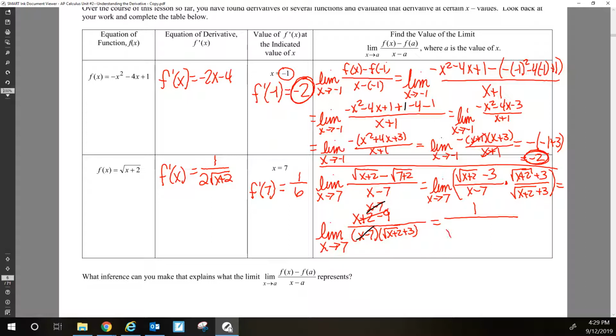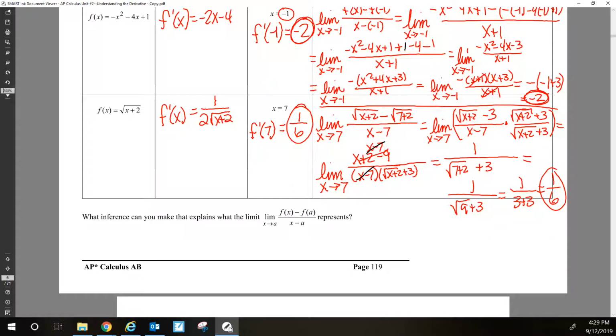On the bottom I've got the square root of 7 plus 2 plus 3. Square root of 7 plus 2 is the square root of 9 plus 3. 1 over 3 plus 3, which guess what, folks? This guy, same thing that we came up with here. Starting to see a connection? So what inference can you make that explains what the limit, if we go to a specific point and we use this version of the formula, represents?